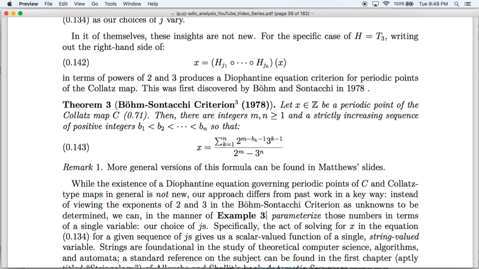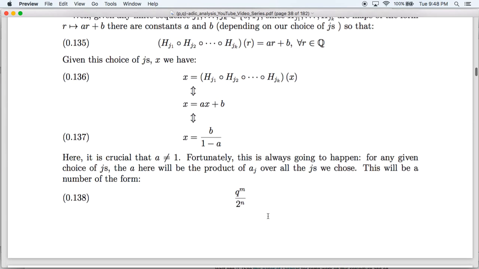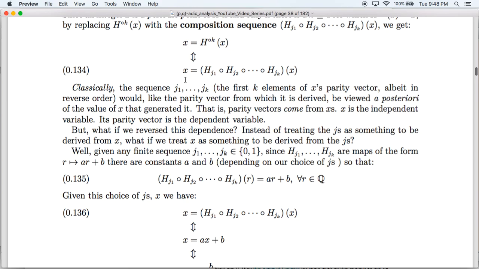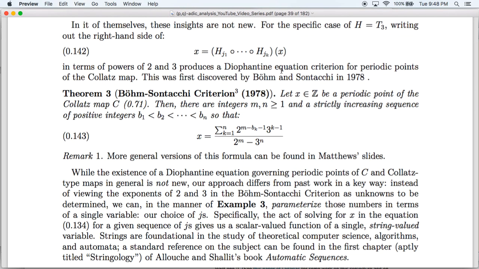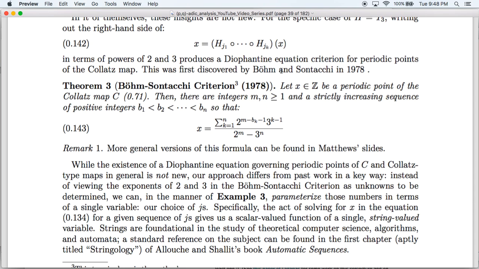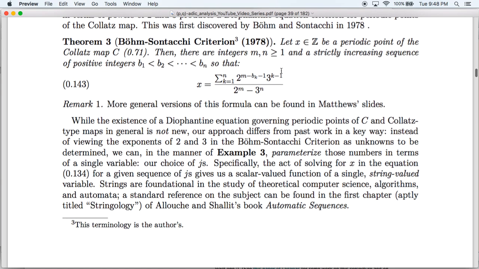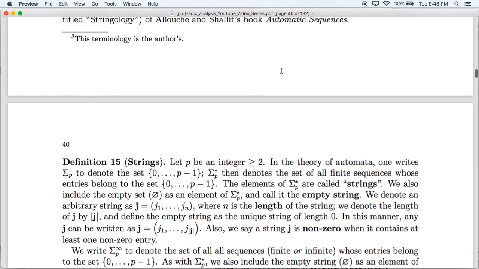Specifically, the act of solving this equation right here for x given j's is going to give us a function which accepts a string as an input and produces a scalar as an output value. For strings, a great reference is Allouche and Shallit's book, Automatic Sequences. Their first chapter is aptly titled Stringology. I originally made my own notation for this stuff, but I decided to conform it to Automatic Sequences notation. So here's the stuff.